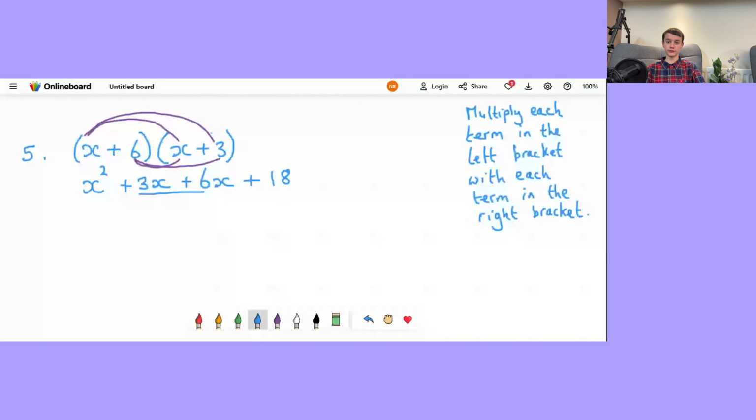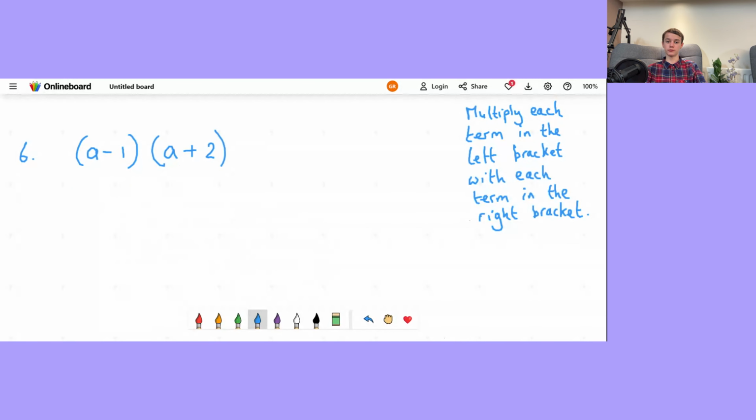Okay, but you still have to simplify, because it's not finished. You can still do maths on it. So it will be x squared, and the plus 3x and the plus 6x have to be added together, making plus 9x, and then it's plus 18. Now that is finished. Now it's simplified, and you've finished the question. Have a try at solving this one.